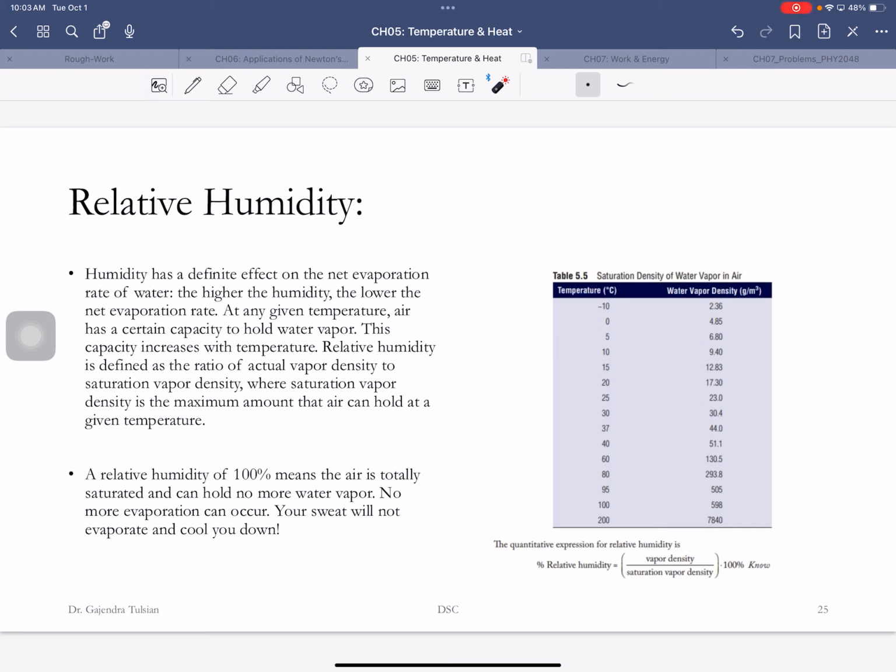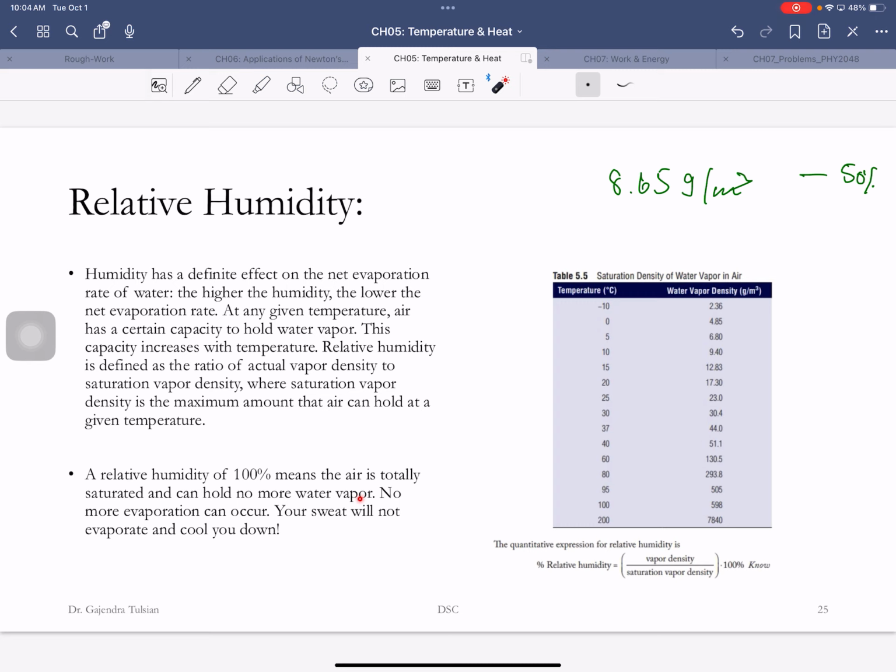Did you guys understand that? If it's holding half the maximum, then it's 50% humidity. If it's holding 25% of the maximum, then it's 25% humidity. If it's holding 17.3 grams, that's 100% humidity. And that's important. A relative humidity of 100% means that the air is totally saturated and can hold no more water vapor.